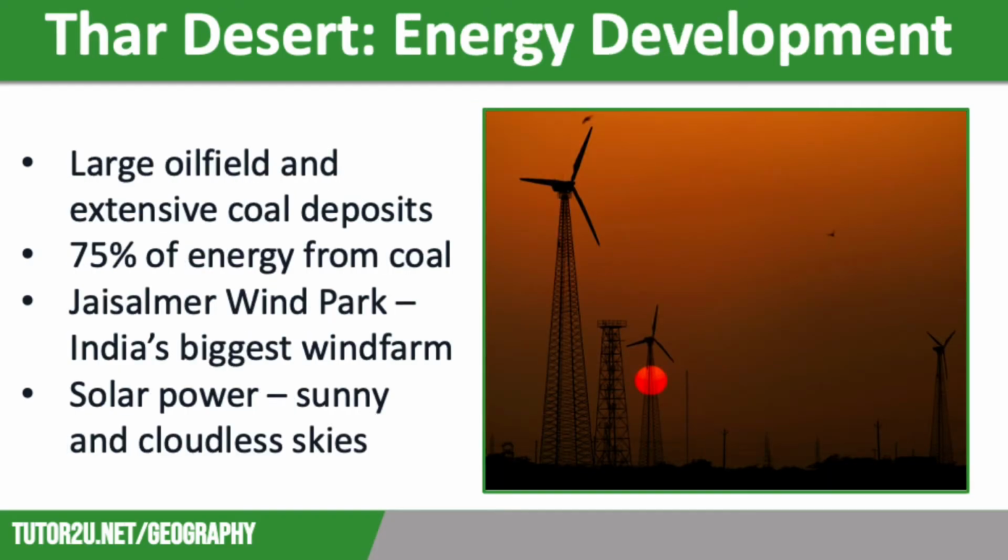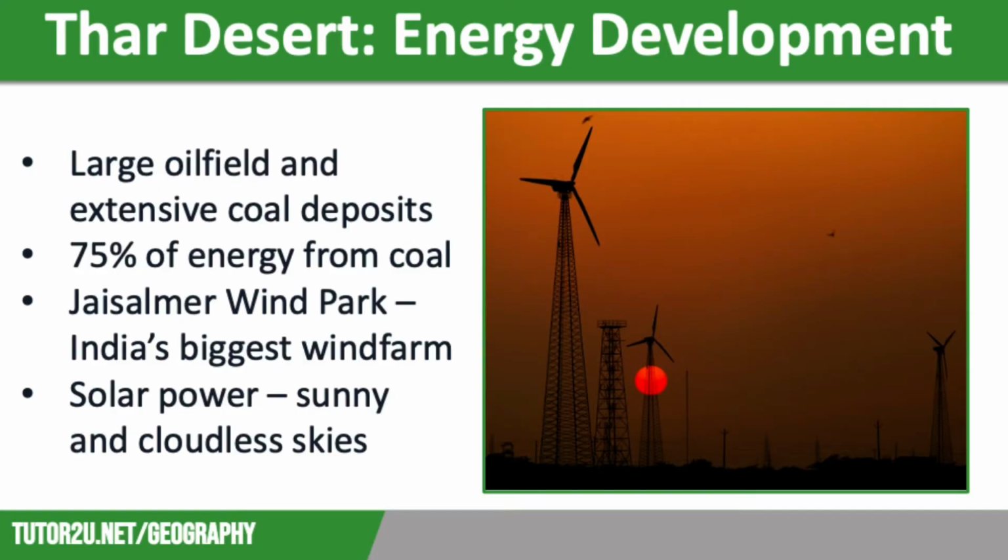Let's move on to energy development in the Thar Desert. There are many sources of energy in the Thar Desert. There is a large oil field as well as extensive lignite coal deposits. India currently generates around 75% of its electricity through burning coal. But as the country has signed up to global carbon reduction agreements, it needs to reduce its reliance on fossil fuels significantly. Fortunately, the Thar Desert offers huge potential for renewable energy production, particularly wind and solar power.